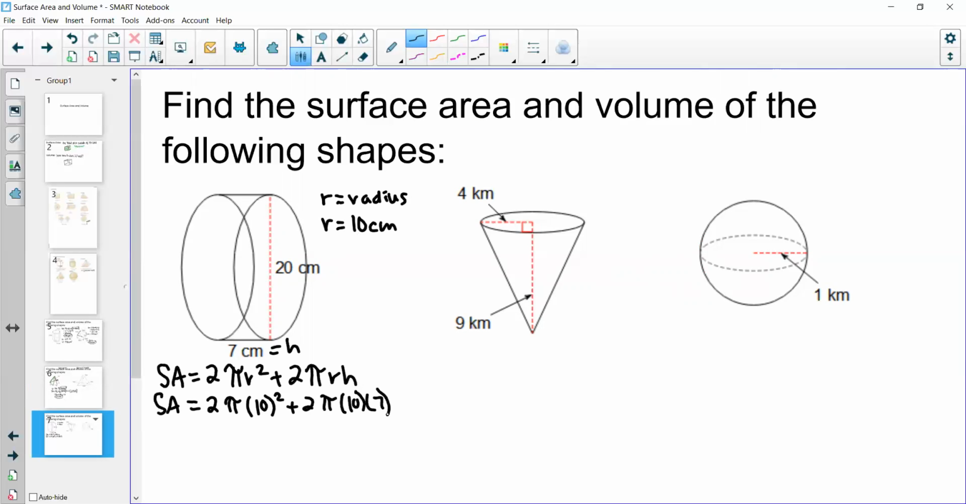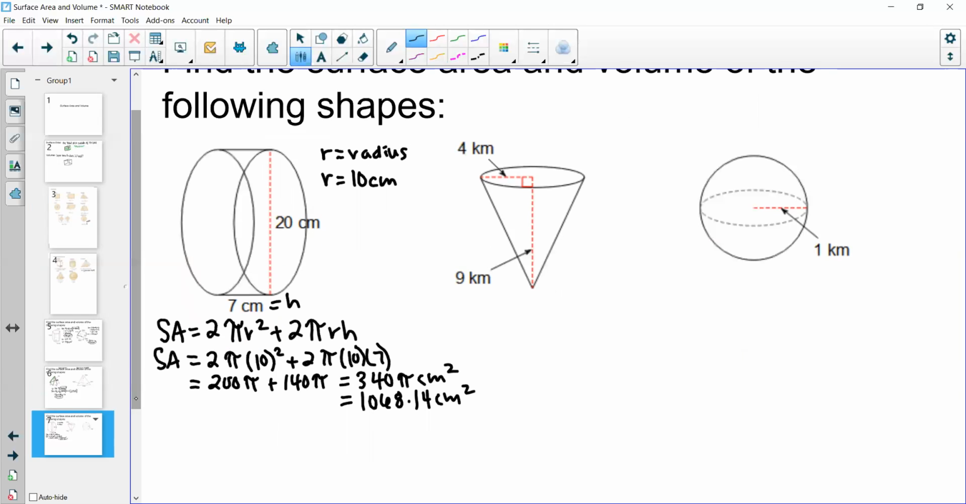Now for the sake of this problem, I will write it both in terms of pi and as a number rounded to the nearest hundredths place, depending on how you want to solve this out. This one ends up being 200 pi plus 2 times 10 times 7, which is 140 pi. So this equals 340 pi centimeters squared, which is kind of a weird number, but if we do 340 times pi, what we actually end up getting is 1,068.14 centimeters squared. Okay, so that helps give us a reference point.